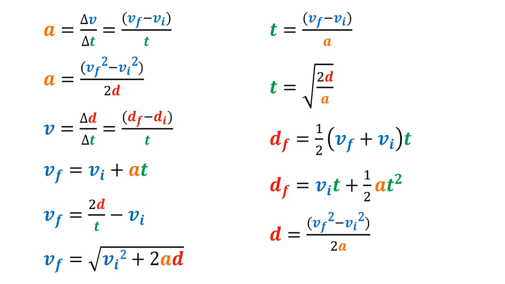You might have more information than you need. You might have enough information to use any one of these three equations for final velocity. In that case, just pick whichever one you prefer. But most of the time, you're going to have to pick your equation based on the information that's given to you in the problem.